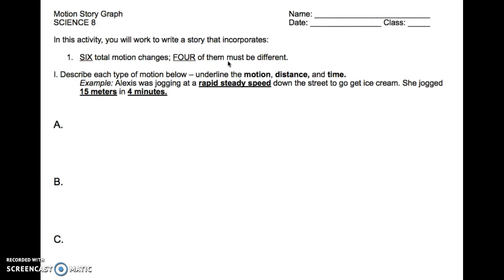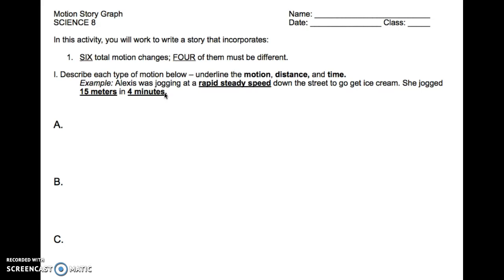When you describe your motion, you need to include the requirements that are written here. For each storyline, you'll probably include 2 sentences. In your sentences, you need to include the speed or the motion that you've chosen. You need to say for how many meters and in how many minutes or seconds. It's important that you pay attention to those things as you're creating your story.